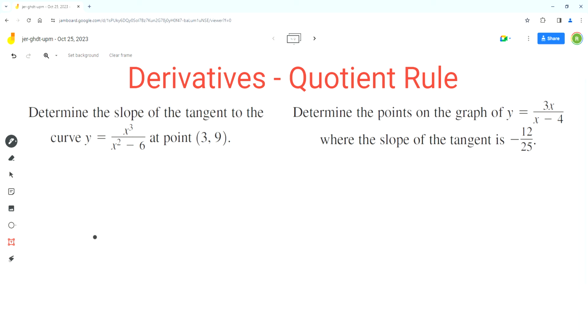So in this video, we'll use the concepts of quotient rule to solve these problems. So let's start with the first problem.